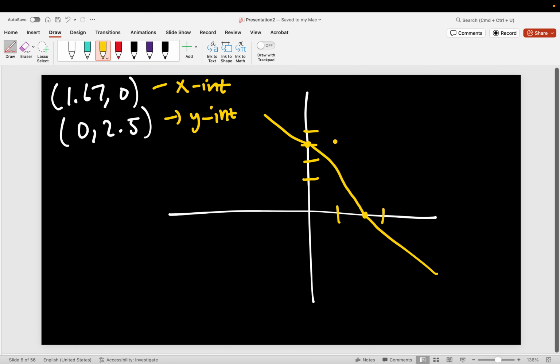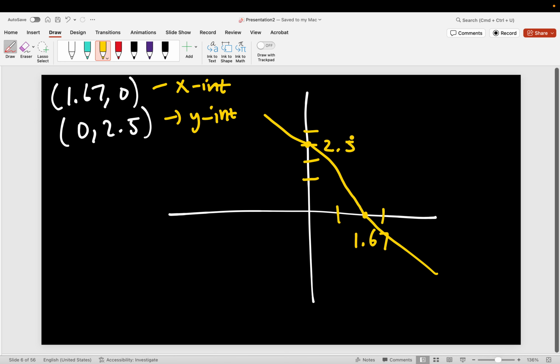And we should label our points. It's always good practice to label your points. This is 2.5. Oh, it looks like 2 times 5. So this is 2.5 and this is 1.67. So that's that bit.